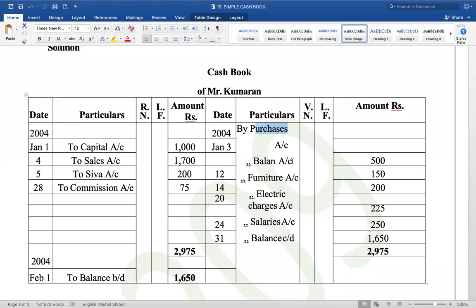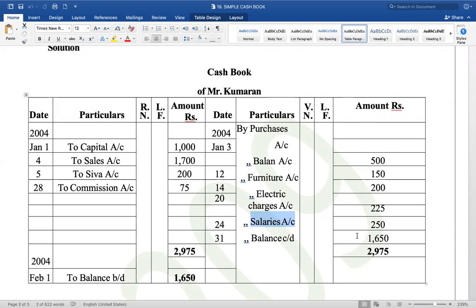And similarly, whatever you pay, it's credited. You pay to buy the furniture, you're credited. You paid for electric charges, credited. You paid salaries, credited. Whatever you're paying, whatever may be the reason, you have to credit it.